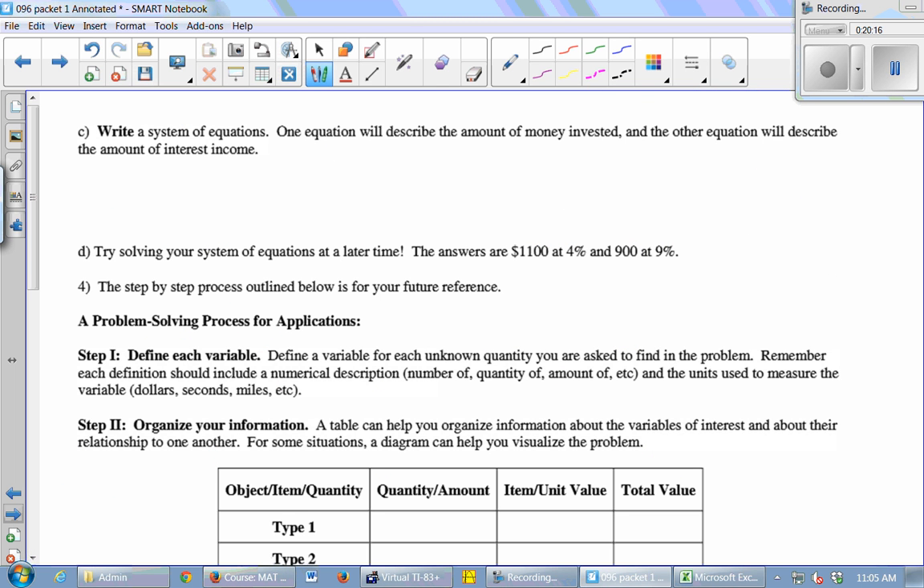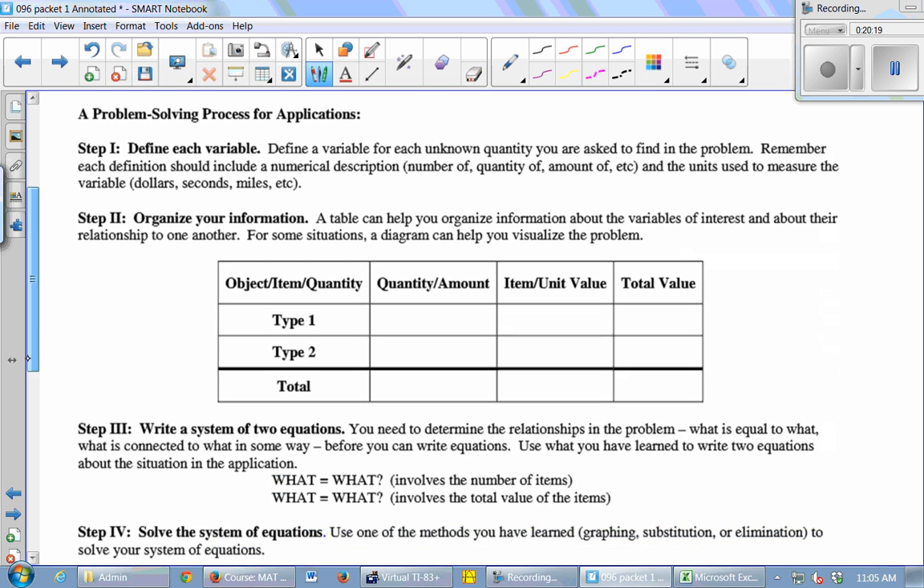Oh, look, I did it on the wrong page. Oh, well. Yeah.